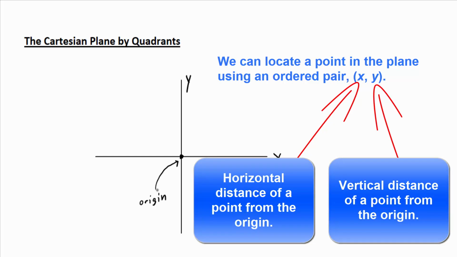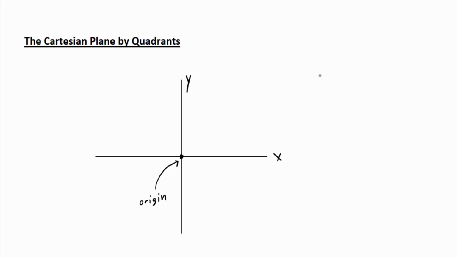So if you wanted to graph, say, the point 3, 2, you would go from the origin right 3. Right is the positive direction on the x-axis, up is the positive direction on the y-axis. You'd go right 3 and up 2. x equals 3, y equals 2. So you'd go 1, 2, 3 over to the right, up 2, and you can locate a point in the plane that way.